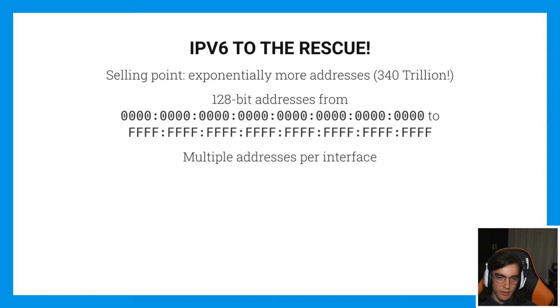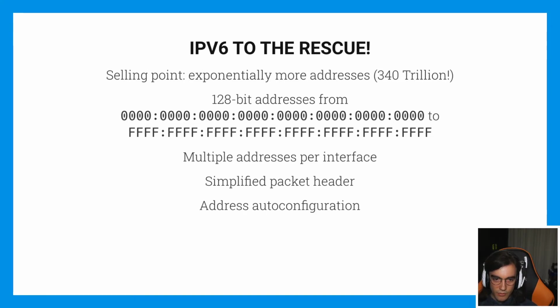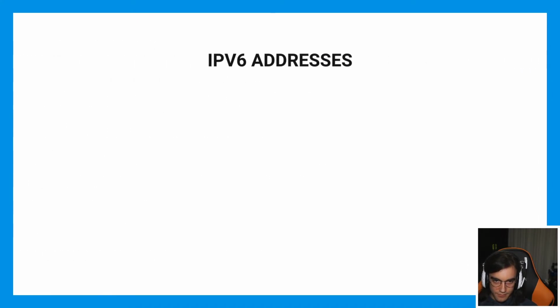So we have support for multiple addresses on every interface. This is also possible in IPv4, but it's mandatory in IPv6. We have a simplified packet header, which just means that hardware like routers can process the packets more efficiently because there's less stuff to process. We have address auto configuration, which I'll talk about soon, duplicate address detection, and other goodies.